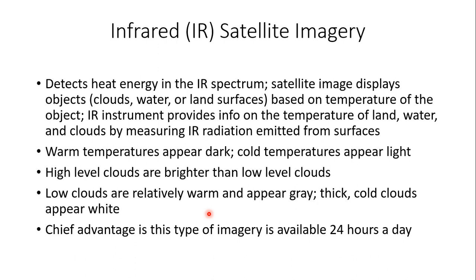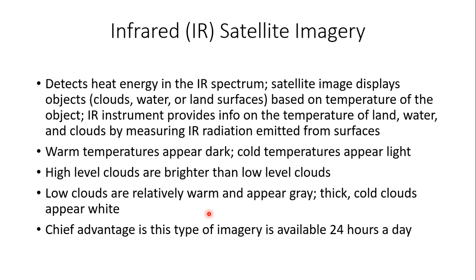And so you can get different contrasts between water, land, and clouds as well. Higher clouds are going to be colder in nature. They're going to show up brighter on IR imagery as compared to warmer, lower clouds. And we'll get to some of those examples momentarily. So in general, when we look at infrared or IR satellite imagery, warm temperatures are going to appear darker on that imagery. Colder temperatures are going to appear lighter.